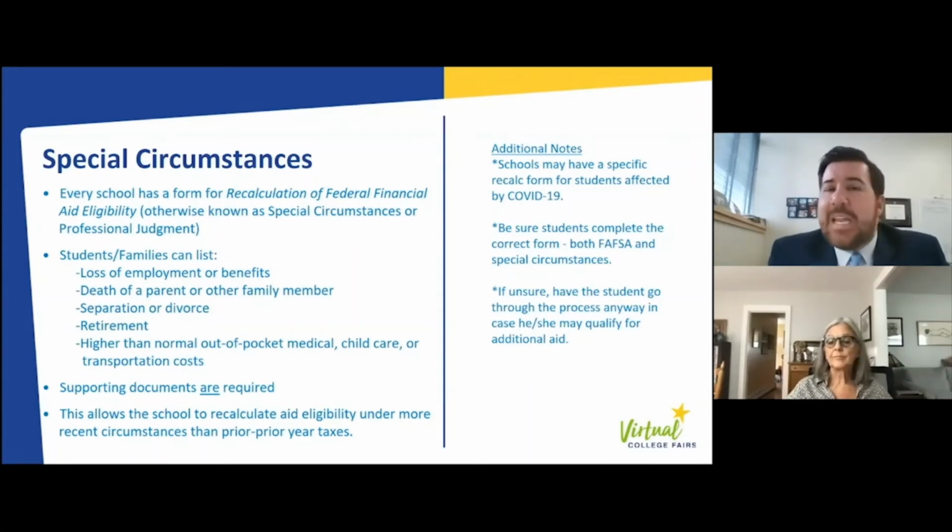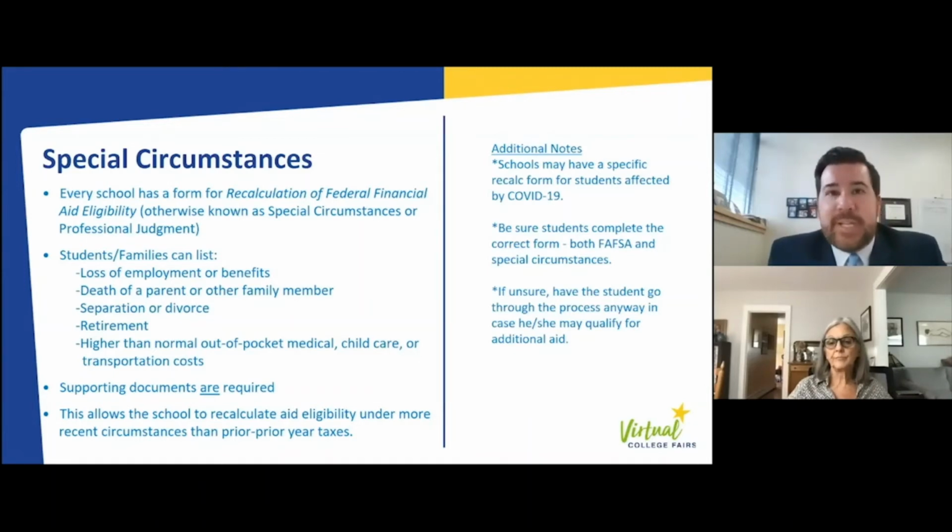If there's any questions on that, I encourage them to fill it out anyway. The financial aid offices can approve or deny. There will be supporting documents that are required. Anytime a student does a special circumstances form, there will be supporting documents that are required. And this allows the school to recalculate aid eligibility under more recent circumstances than the prior years. So that's important as well.